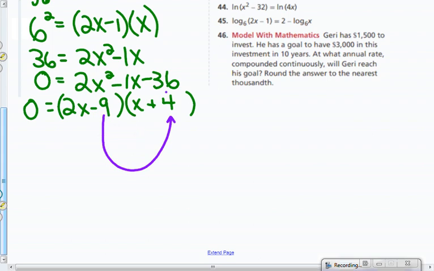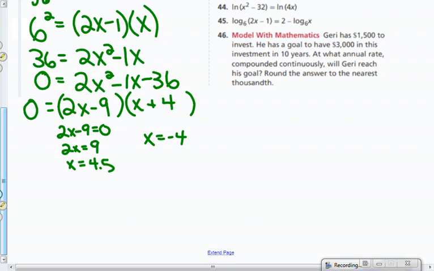The two solutions now come from setting each factor equal to 0. This one's easier. X would have to be -4 for that to equal 0. Some people can think about the other one and get the answer. I think it's 4.5, right? Because double 4.5, you get 9. 9 minus 9 is 0. If you can't do that math in your head, set it equal to 0 and solve.